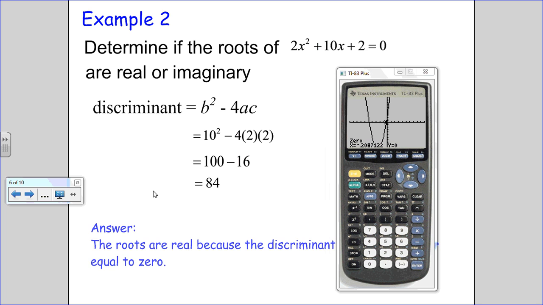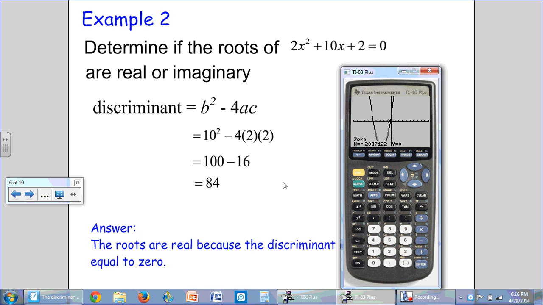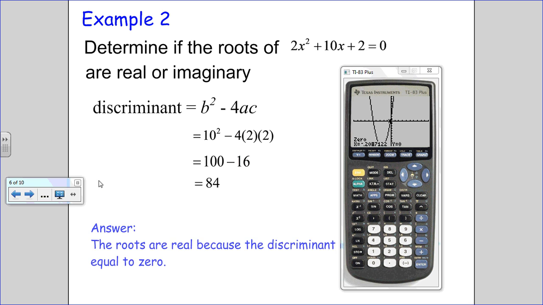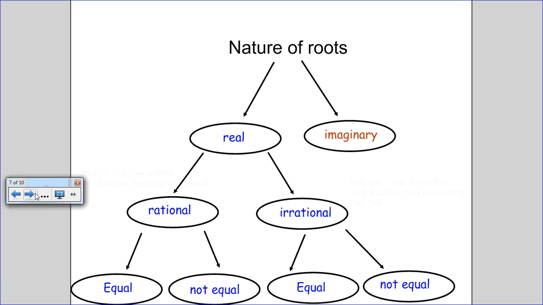So the roots are real. The discriminant is positive, and then you can see it here on the graph. Okay, let's move on. I think we're running out of time a little bit.